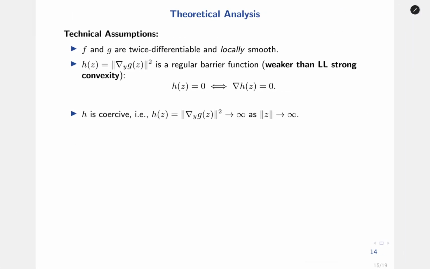To establish theoretical guarantees, we begin by outlining the technical assumptions. We assume that both f and g are twice differentiable and locally smooth. Instead of assuming strong convexity of the lower level problem, which can be restrictive, we impose a weaker condition. The function h acts as a regular barrier function. This means that h equals 0 if and only if its gradient is also 0. We also assume that h is coercive, ensuring that trajectories cannot escape to infinity.